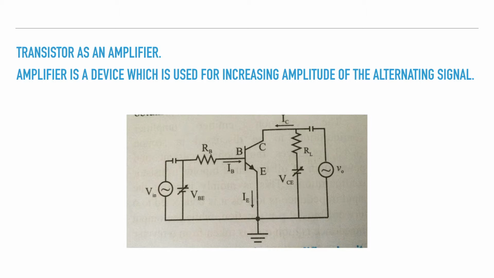An amplifier is a device which is used for increasing the amplitude of the alternating signal. We will see an amplifier using an NPN transistor in common emitter configuration, as seen from the diagram of this slide. It shows a typical circuit used for a transistor amplifier.